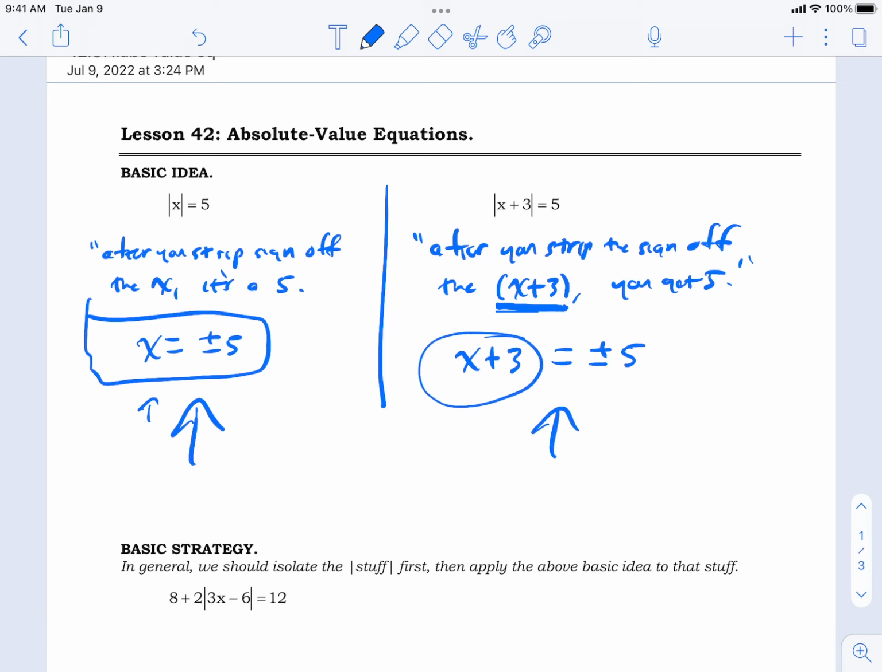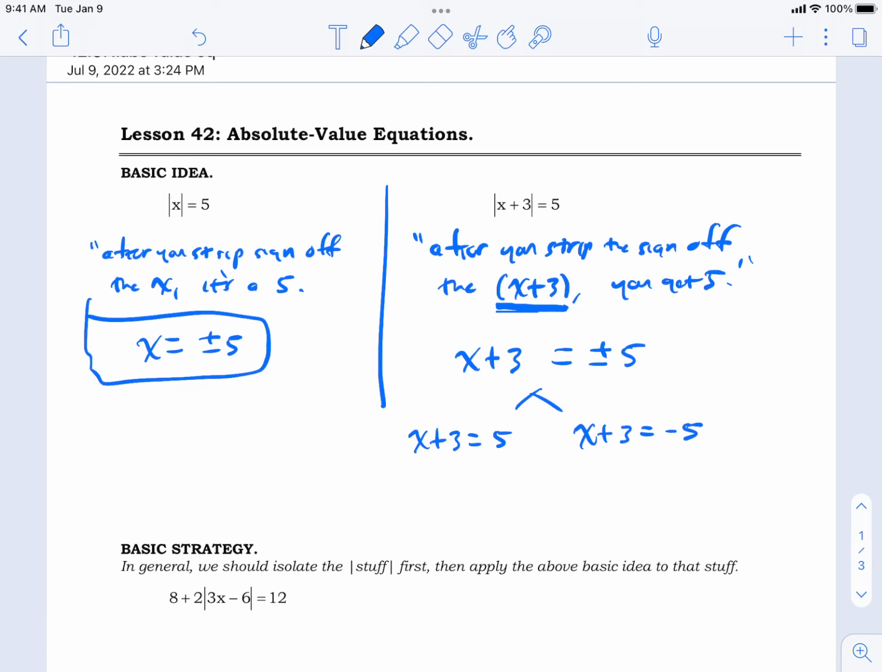The stuff inside could be plus 5 or it could be minus 5. So in this case, we're basically getting 2 equations to solve. We're going to get 2 answers because we've got 2 equations. One equation says that x plus 3 is equal to 5, and the other equation says that x plus 3 is equal to negative 5.